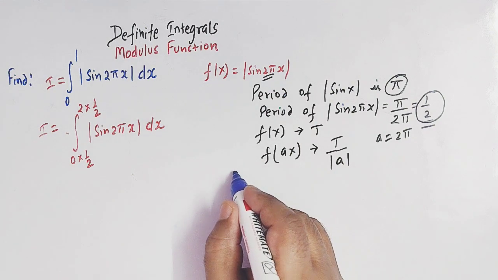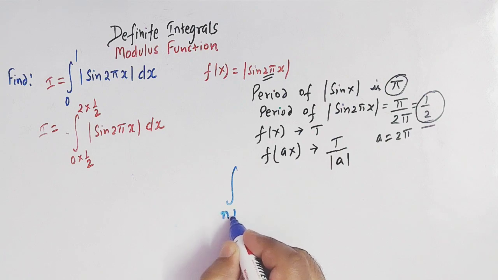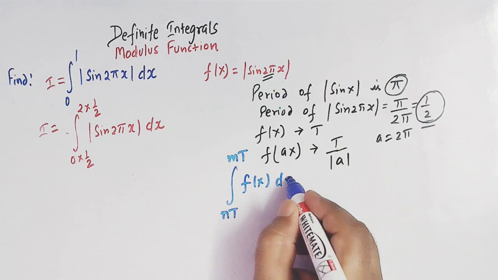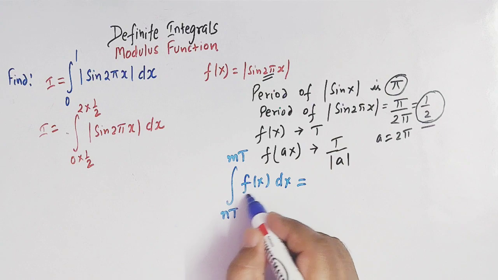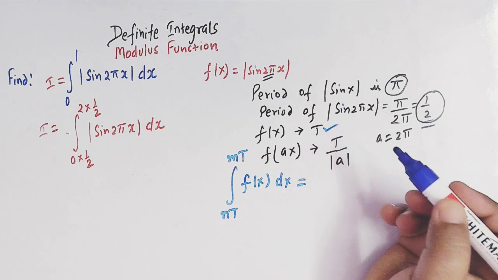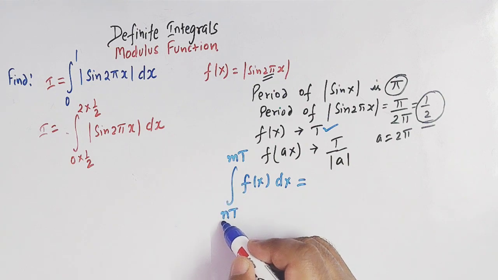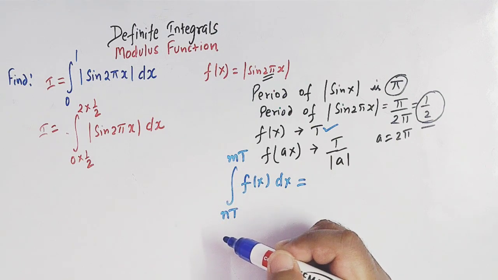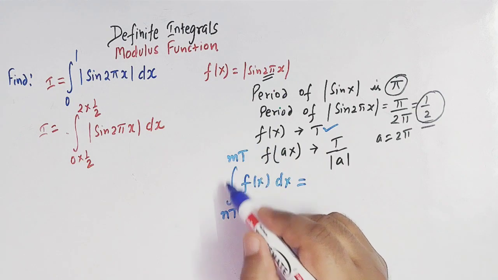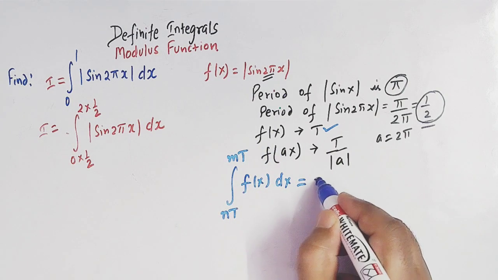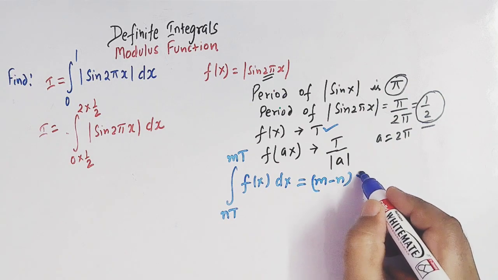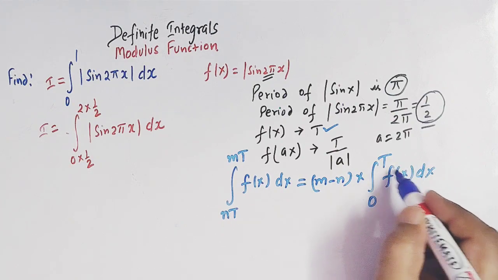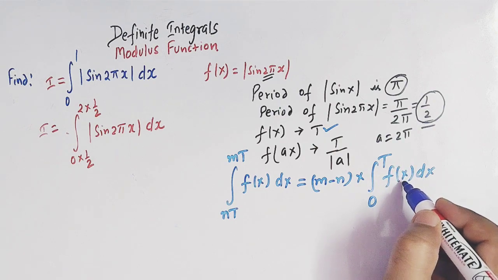So we know that if we have an integral like this, suppose here we have n of t, here we have m of t, and here we have a function, say f of x, right? And this function f of x has the period t, right? So here we have the limits n times t, m times t, where n and m are positive integers, right? So when we have an integral of this kind, then the value of this integral is given by m minus n times the integral from 0 to t f of x dx, right? Where t is the period of this function f of x, right?